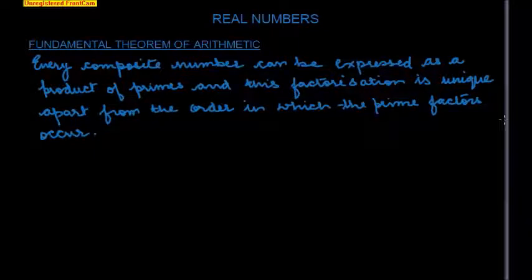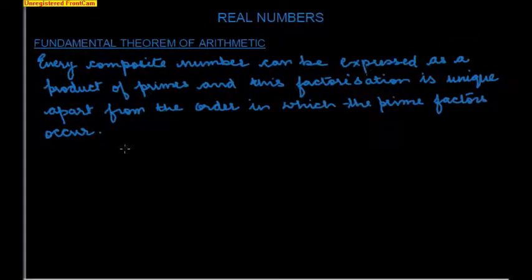Today I'll be taking up the fundamental theorem of arithmetic. What does the fundamental theorem of arithmetic state? That every composite number can be expressed as a product of primes, and this factorization is unique apart from the order in which the prime factors occur. What does this mean? That we have a composite number.